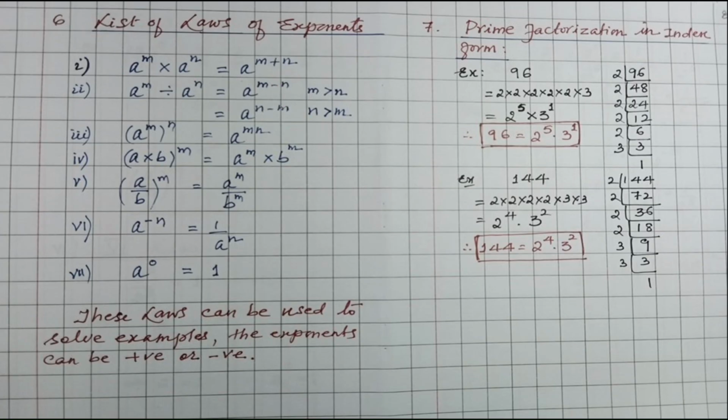Therefore, the important laws of exponents are: a raised to m into a raised to n is equal to a raised to m plus n. A raised to m divided by a raised to n is equal to a raised to m minus n if m is greater than n, or a raised to n minus m if n is greater than m, or it can also be written as 1 divided by a raised to n minus m. A raised to m raised to n is a raised to mn. a into b raised to m is a raised to m into b raised to m. A by b raised to m is equal to a raised to m divided by b raised to m, and a raised to minus n is 1 by a raised to n, and a raised to 0 is equal to 1. And these are very, very important laws for us to remember to solve the examples based on exponents.